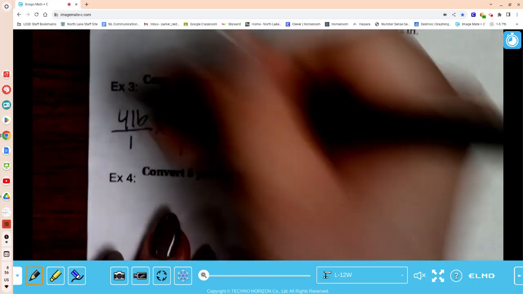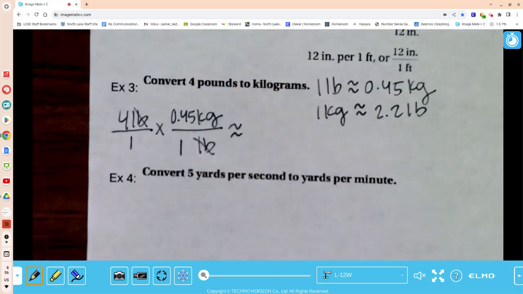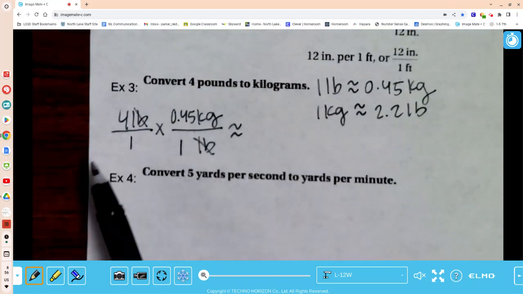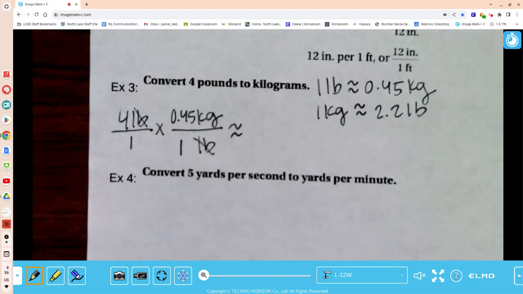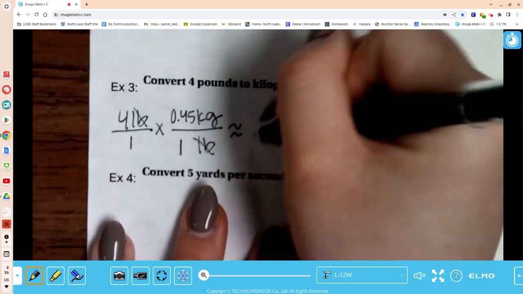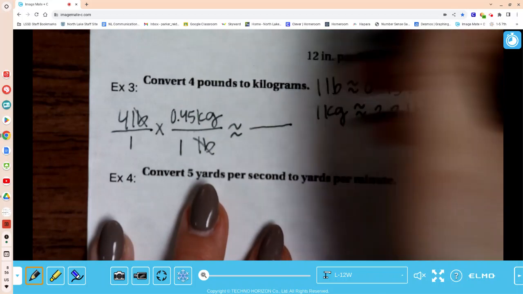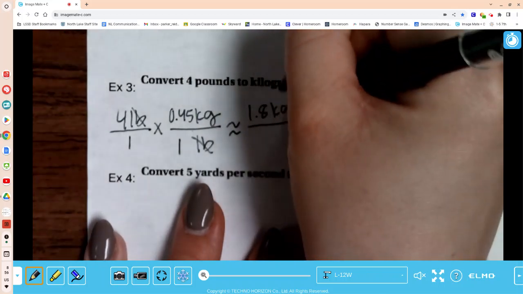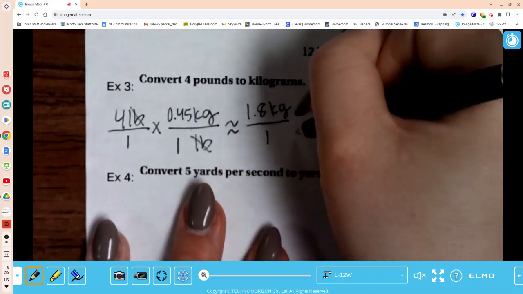The pounds and the pounds cross cancel, making them go away. And then I have no numerical cross canceling. There's no numbers I can cross cancel, so I'm just going to multiply straight across. 4 times 0.45 kilograms is 1.8 kilograms. 1 times 1 is 1.